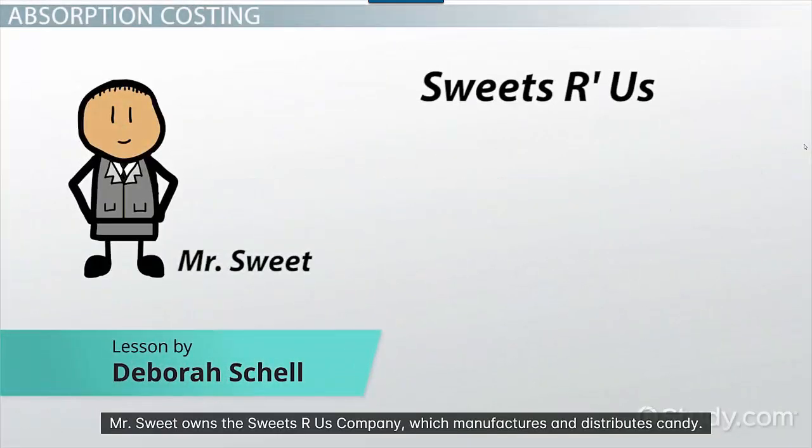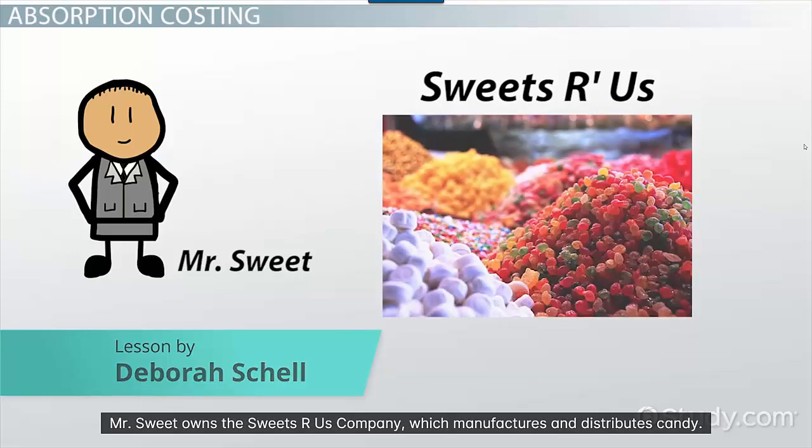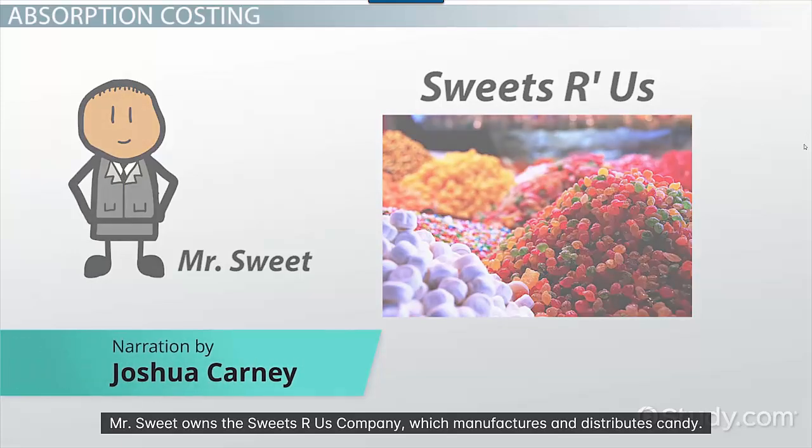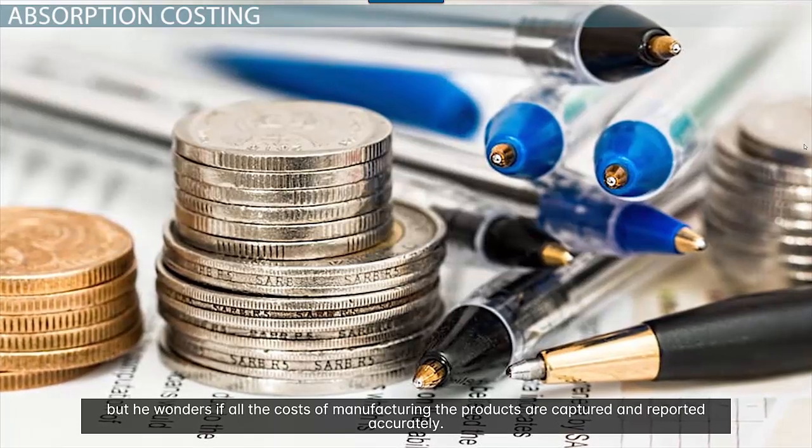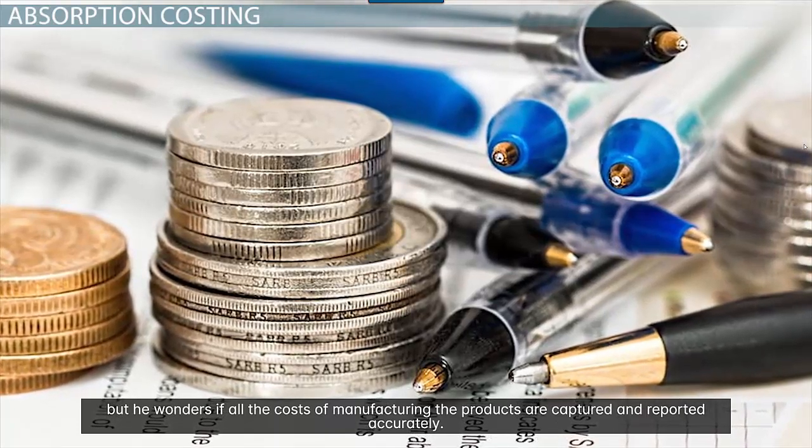Mr. Sweet owns the Sweets R Us company, which manufactures and distributes candy. His company is profitable, but he wonders if all the costs of manufacturing the products are captured and reported accurately.